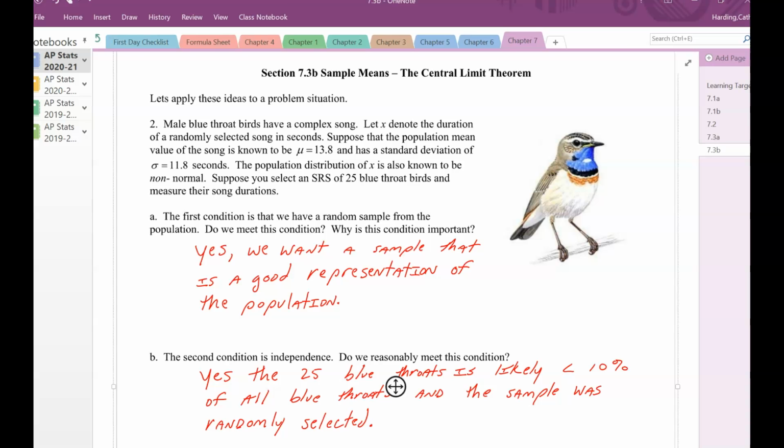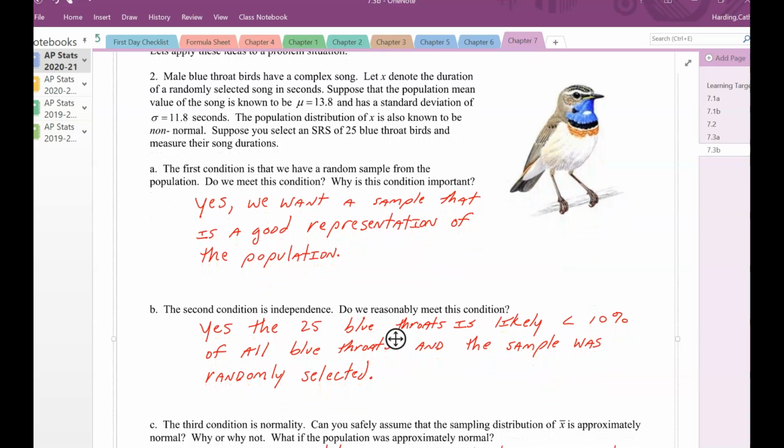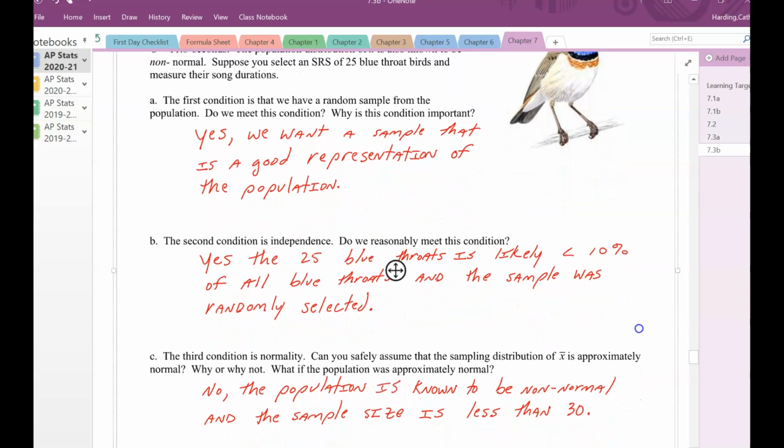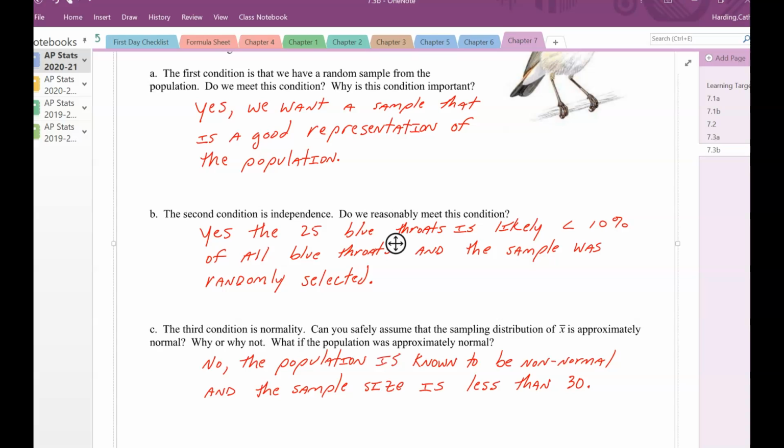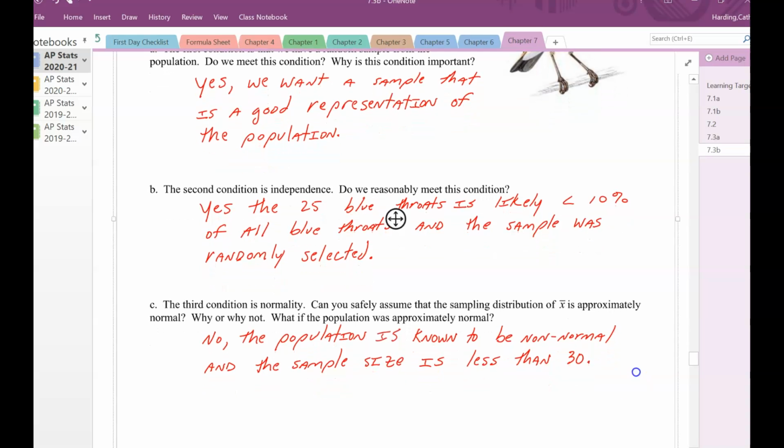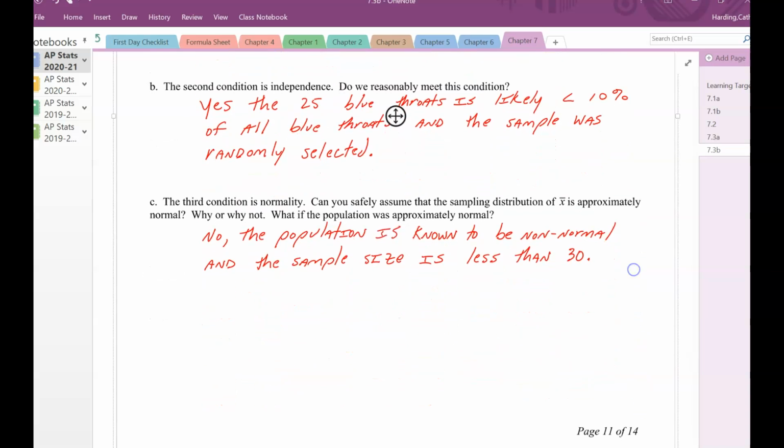So what about that last condition? The third condition is normality. Can you safely assume that the sampling distribution of sample means is approximately normal? Why or why not? What if the population was approximately normal? Well, in the beginning, the answer is no. The population is known to be not normal. That was given to you. And the sample size is less than 30, so the answer is no. What if the population was approximately normal? If the original population had been approximately normal, then it would have been fine to proceed regardless of what the sample size was. So in this case, 2 of the 3 conditions were met.